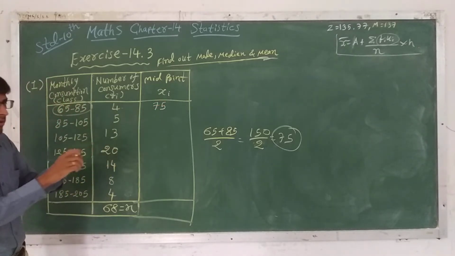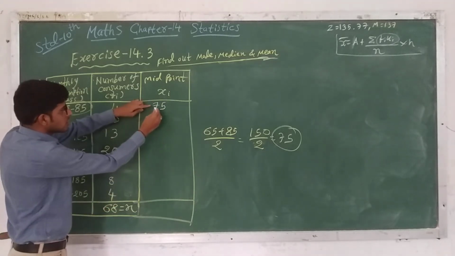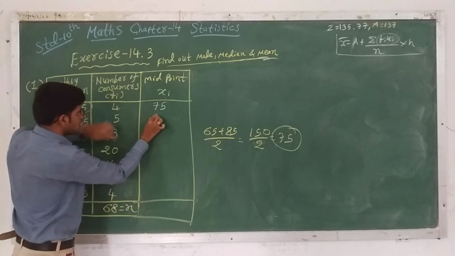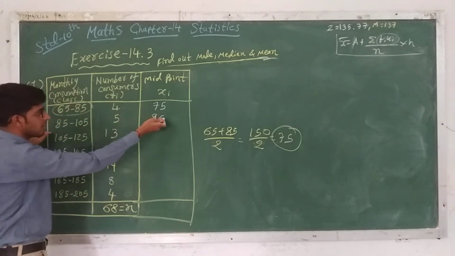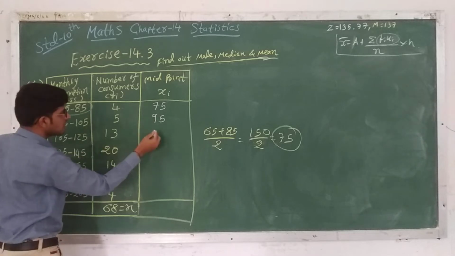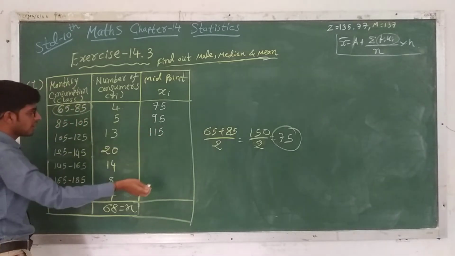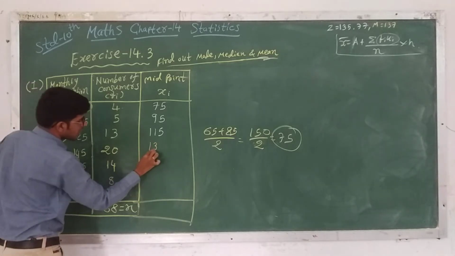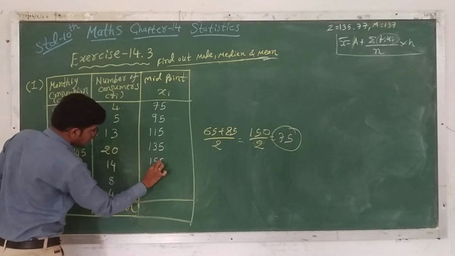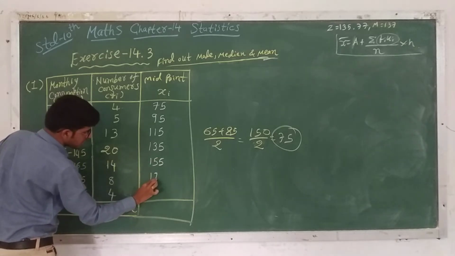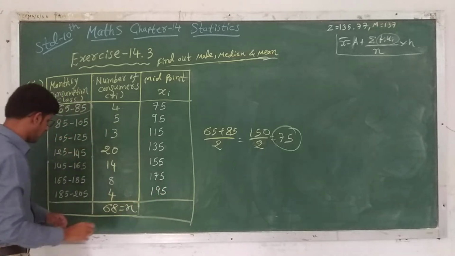Next simply we have to add the class length to the xi. So we have to add simply 20. So 75 plus 20, 95. Same thing, we have to add 20 in the various xi. So 95 plus 20, 115. Next again 20, so 135. Next 135 plus 20, 155, 155 plus 20, 175, and 175 plus 20, 195.